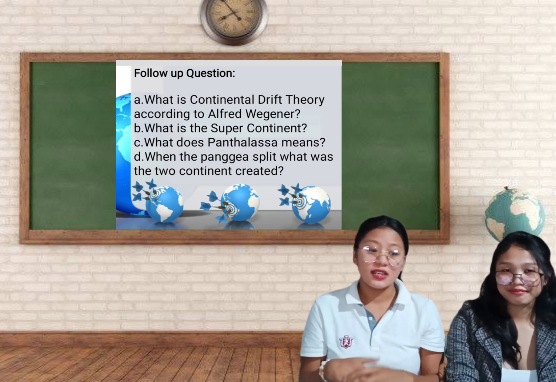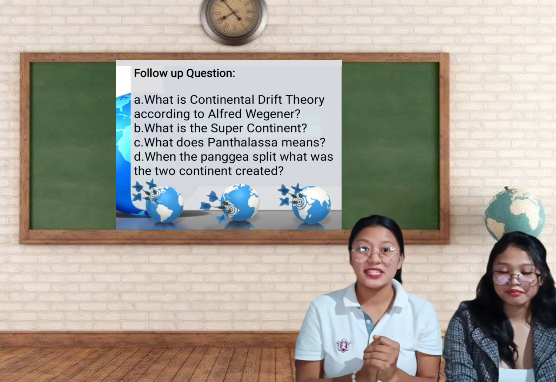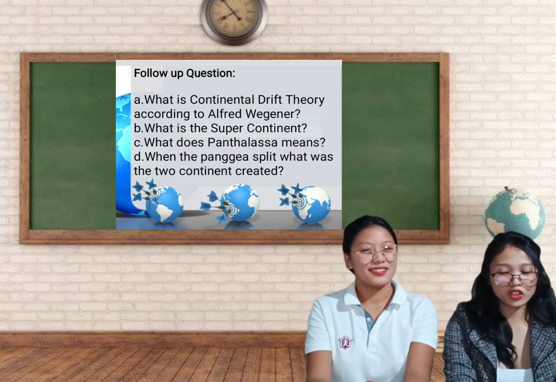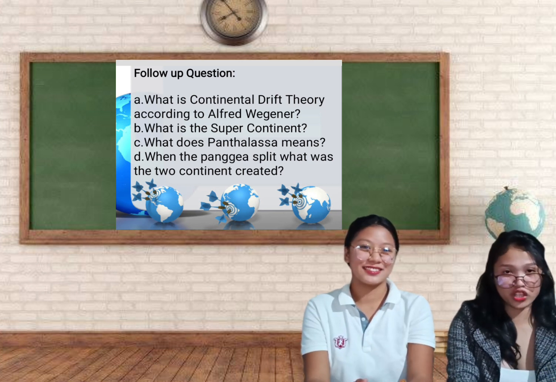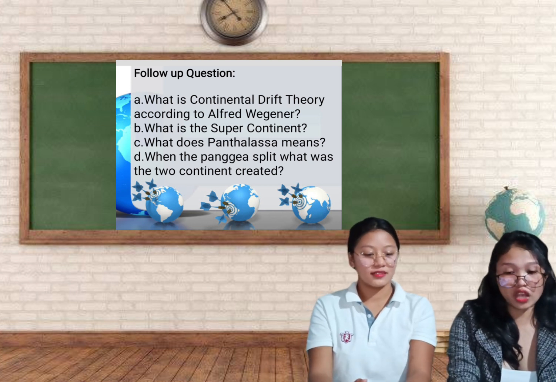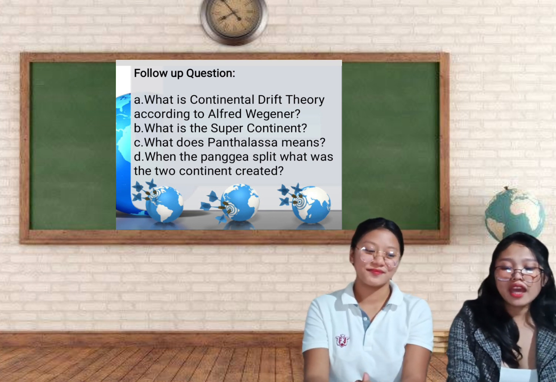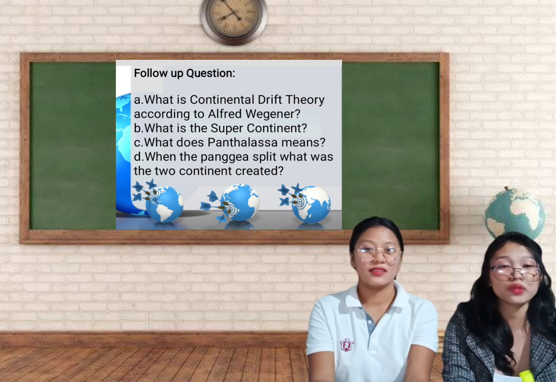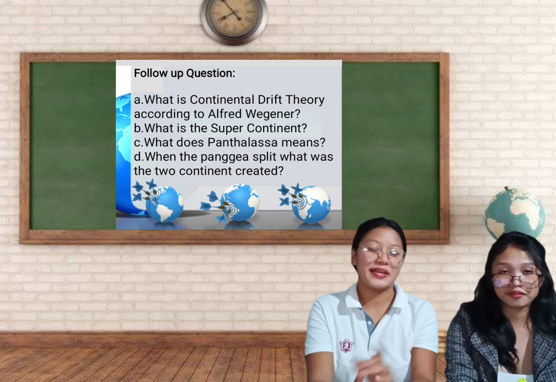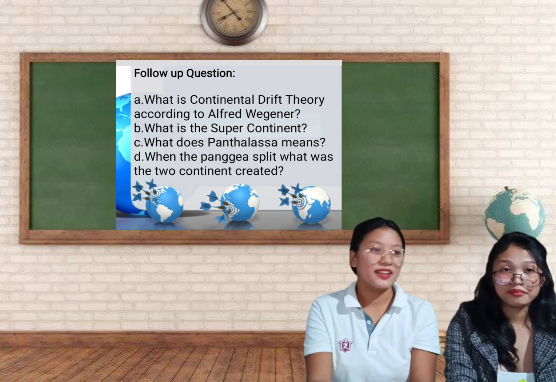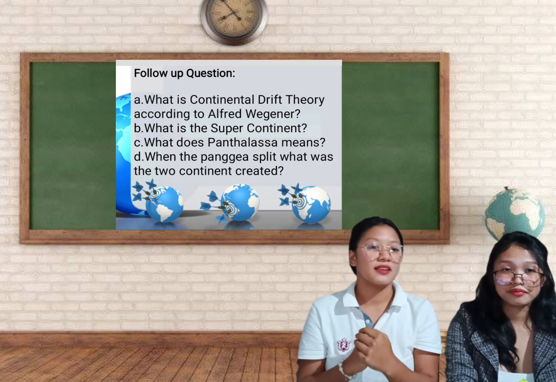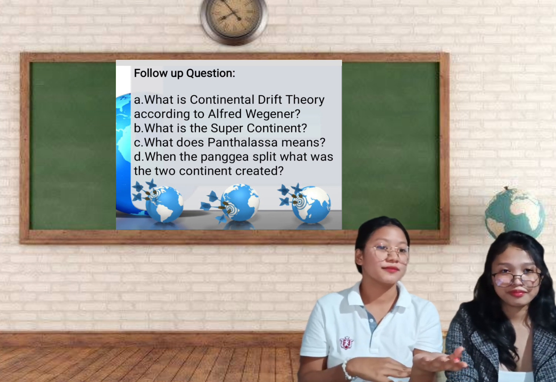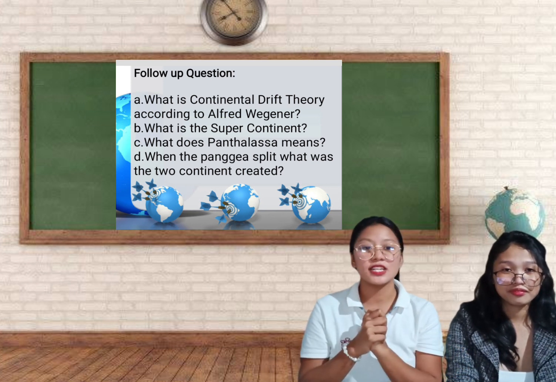Okay, so next, what does Panthalassa mean? Okay, that's right, Miss Abindan. Yes, very good, class. So, last question before we proceed to our next discussion. When the Pangaea split, what were the two continents created? Anyone, please raise your hand. Just give one answer for that question. Okay, Miss Himarangan. Very good, that's right. For the second one, who can answer? Miss Abiliar, please answer that question.